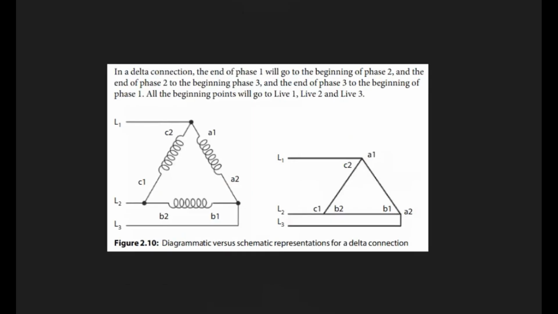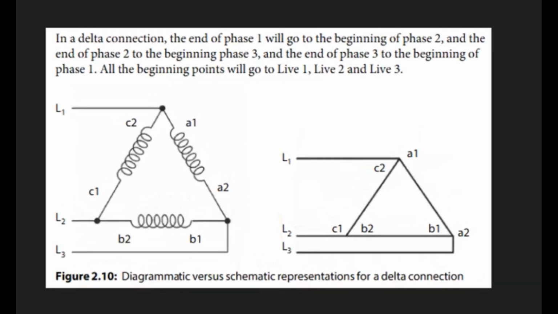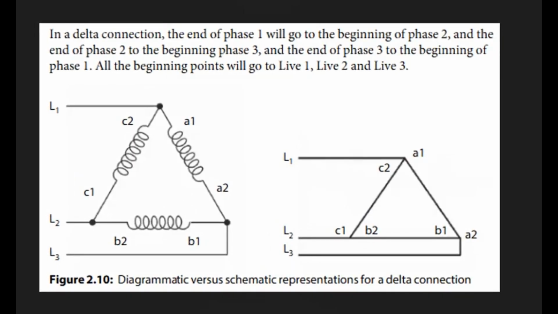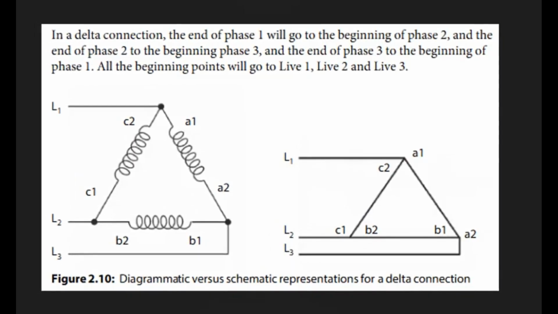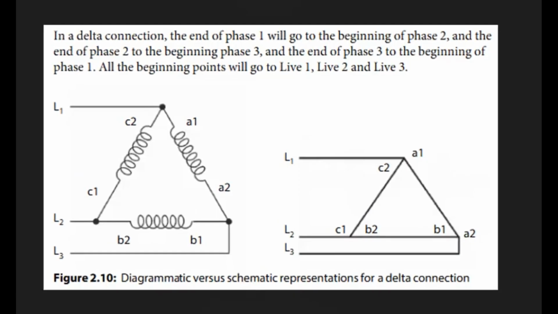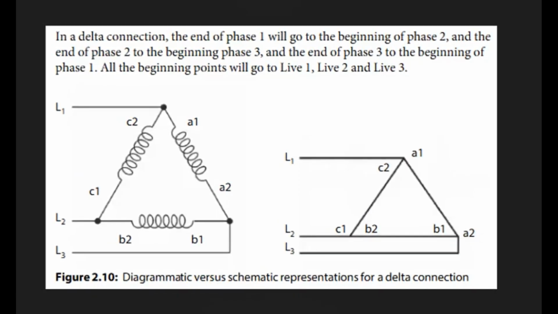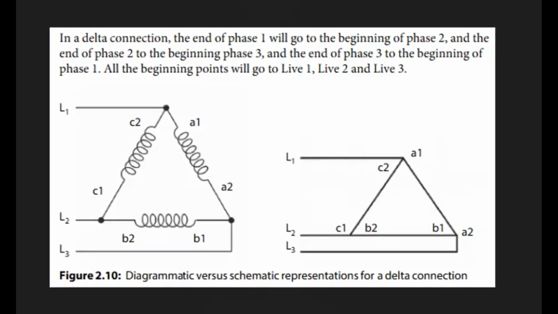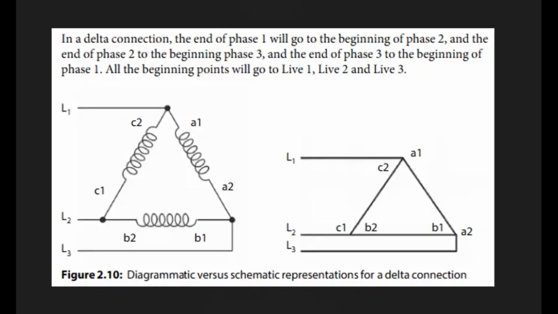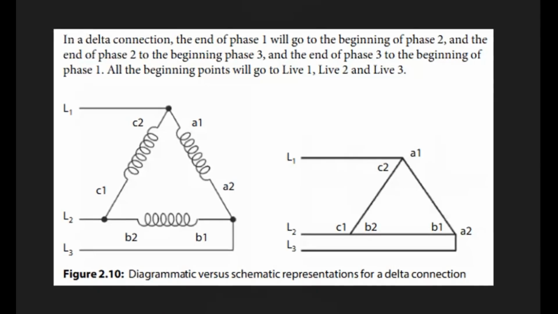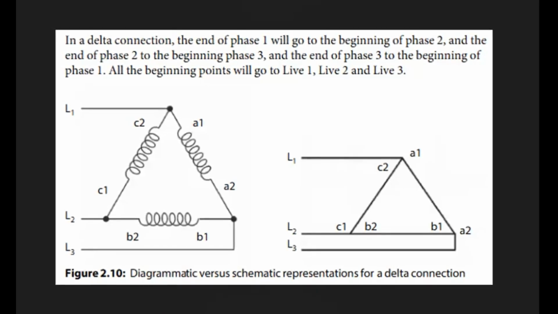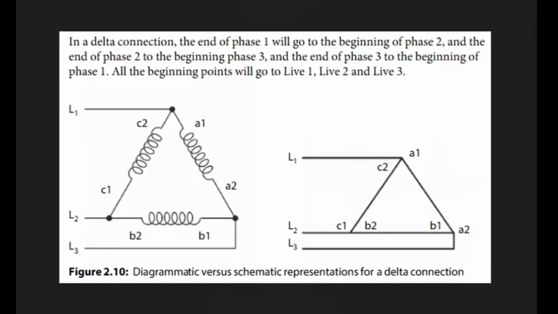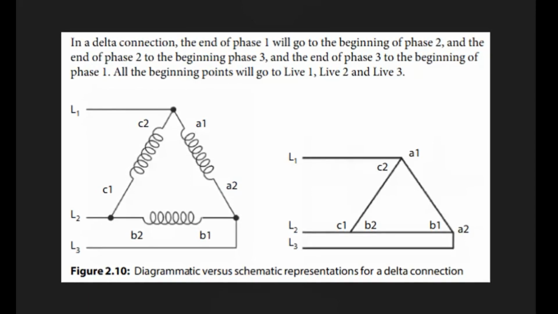Here now we have a delta connection. In a delta connection, the end of phase 1 will go to the beginning of phase 2. In other words, this is like a series connection. Notice the diagrammatic is on the left, including the components. The diagram on the right is not diagrammatic, it is schematic. So notice the words diagrammatic on the left, schematic on the right. Schematics do not have the components.